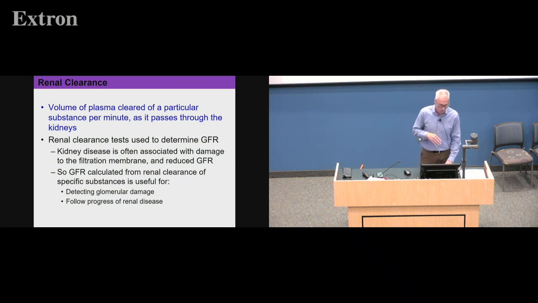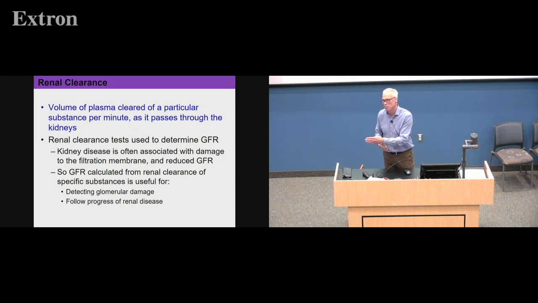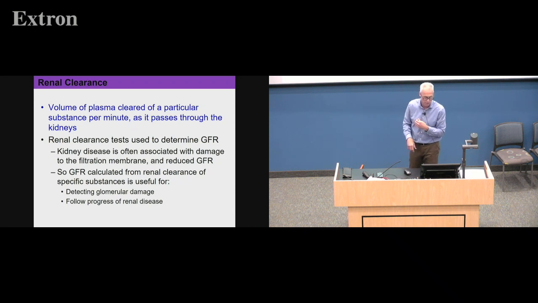Okay, renal clearance is the volume of plasma cleared or eliminated of a particular solute or substance per minute as the blood flows through the kidneys. Blood enters the kidneys, goes into the corpuscle, into the glomerulus, back out, peritubular capillaries, and out. How much of that blood coming out of the kidneys has been stripped of a particular solute per minute? That's what renal clearance is. Let me explain what I mean by that.